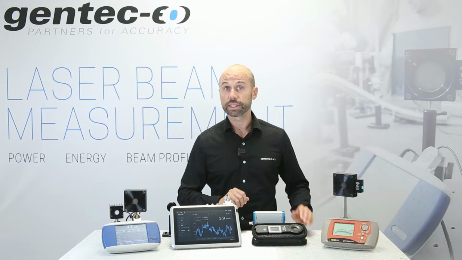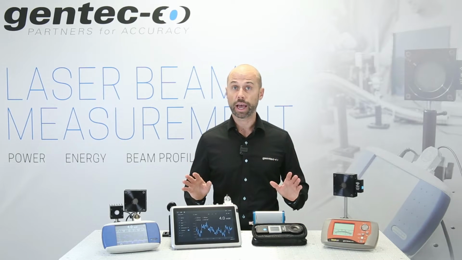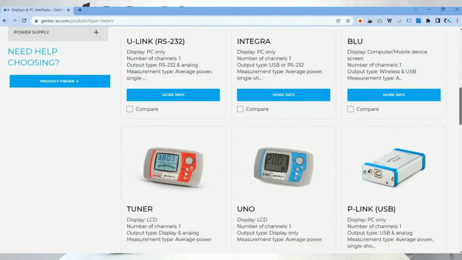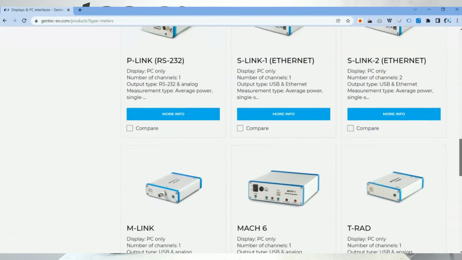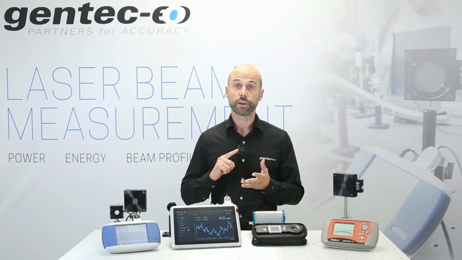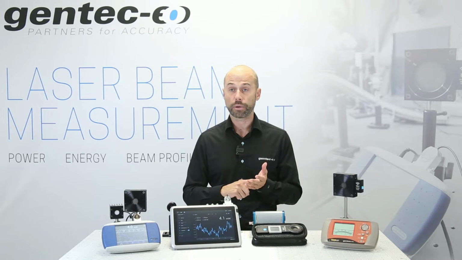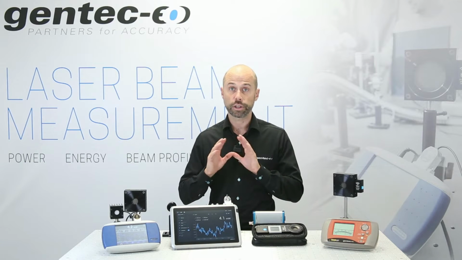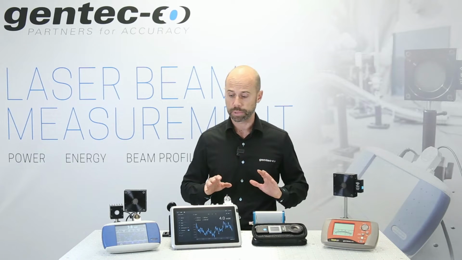Today, what we'll cover is all the displays that we have available for you so you can look at your data. The first way that you can look at your data is from an oscilloscope, when you look at the straight analog output of your power meter or energy meter. But today, we're not going to talk about this, we're going to talk about all the displays.